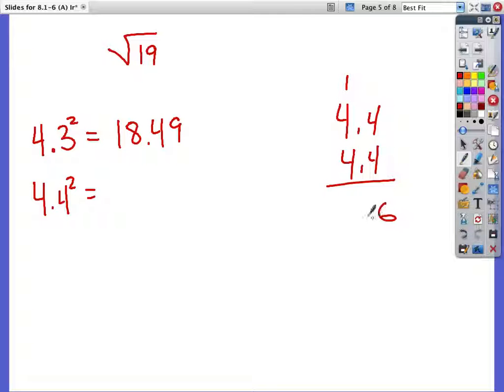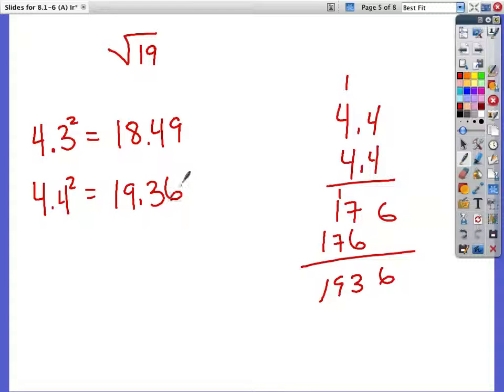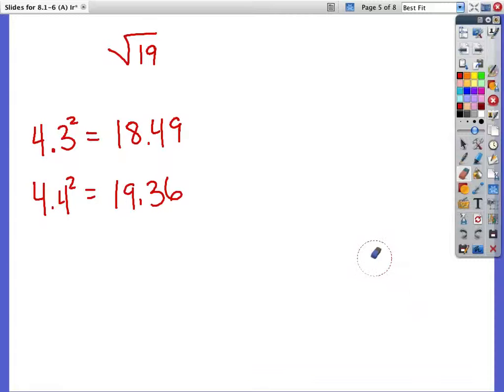Okay, 16, 17, 16, 17 here. Do that really quick. Okay, 19.36. Okay, cool. So now I pinpointed this down to within a tenth. I know now because of this that the square root of 19 is going to be less than 4.4 because 4.4 squared is 19.36, but it's going to be greater than 4.3 because 4.3 squared is less than 19.